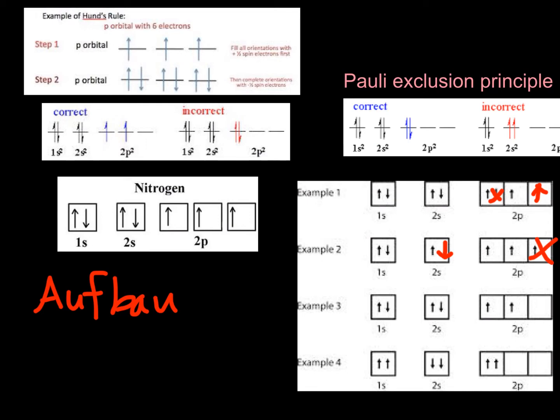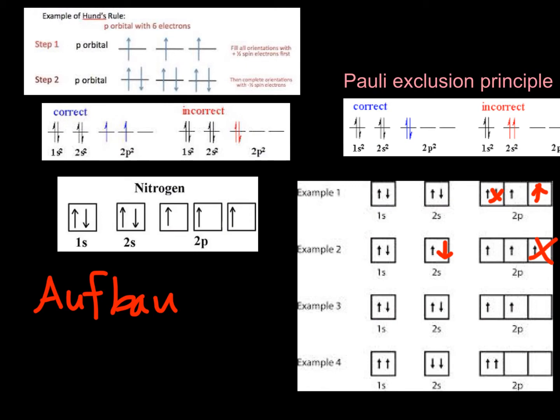So did we break any rules on 3? No. We have Aufbau is correct. We filled our 1s and our 2s before filling 2p. For Hund, we spread out as much as we possibly could. And for Pauli, when we did have to double up, we spun in opposite directions.